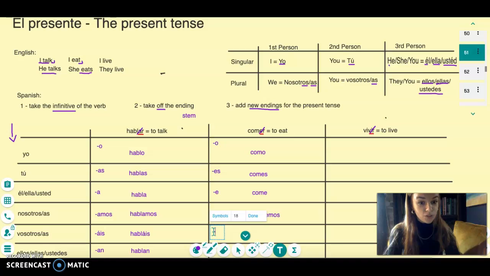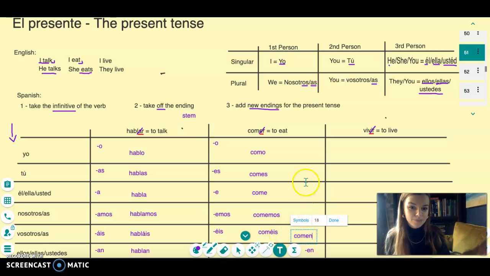For vosotros, so you, eis. So coméis. And for the final one, it is en for ellos, ellas, ustedes. Comen, so they eat. Comen. So they're slightly different, but you see how the trend is the same going through. So it's just a case of getting used to which one's which. So those are our ER verbs, to eat.